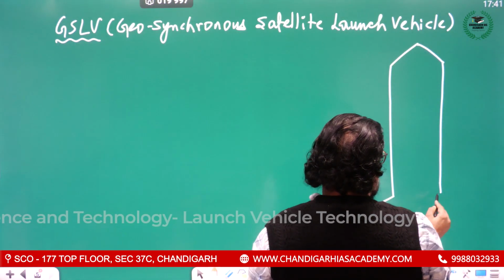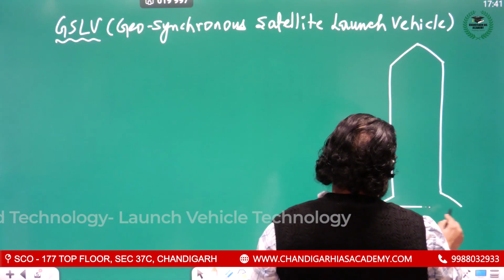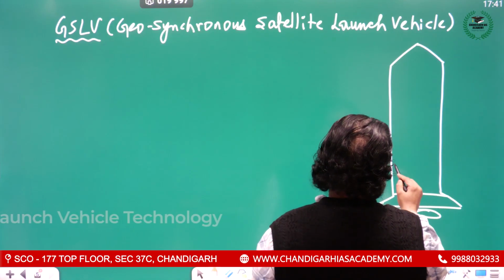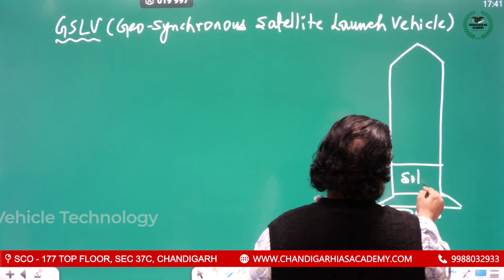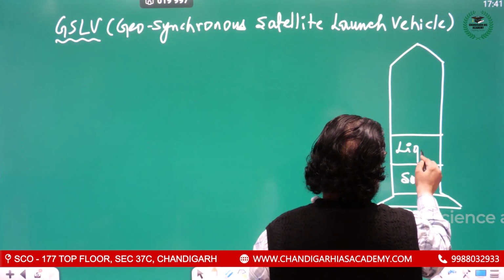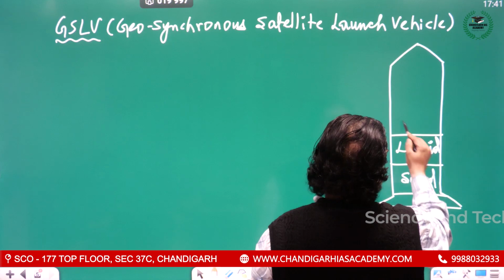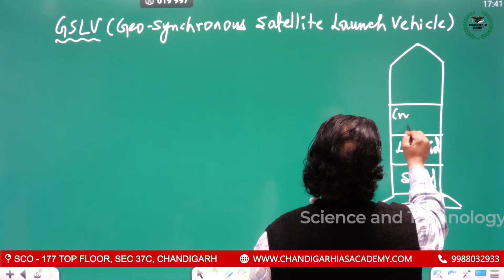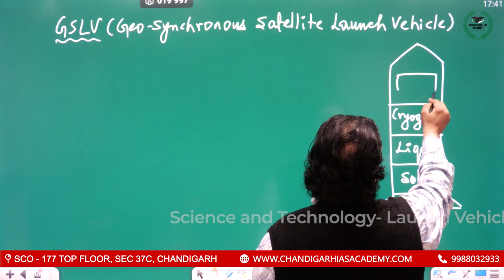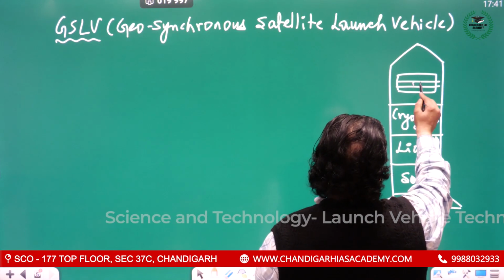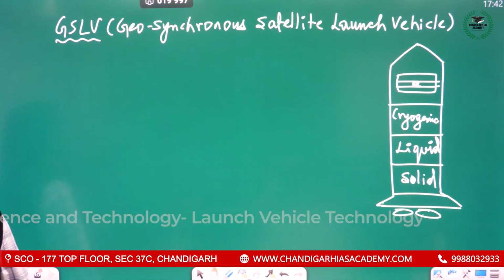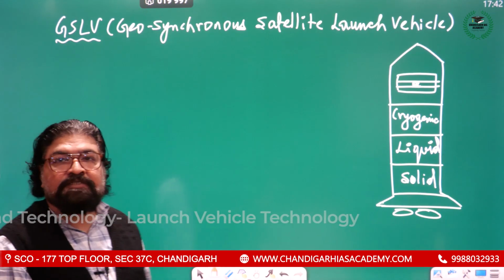Now, if you look at the normal part of this rocket, it is a heavier rocket. It has been designed for 3 stages. First stage solid, second stage liquid, and third stage cryogenic engine. The purpose of developing this rocket, GSLV, is in terms of taking the heavier communication satellite.